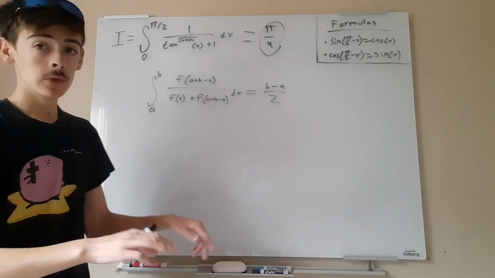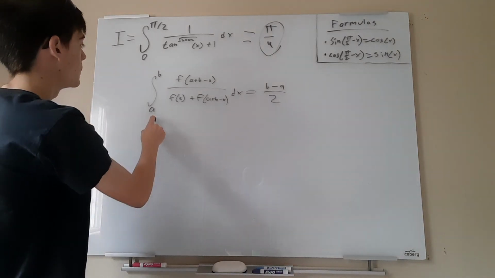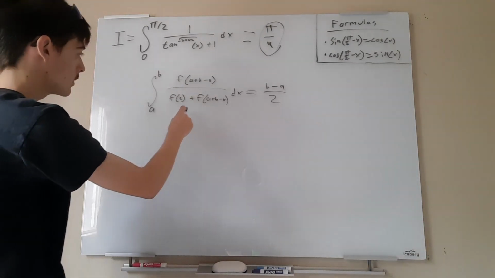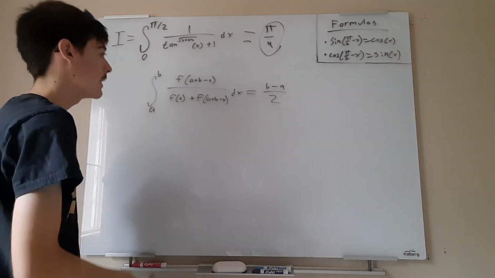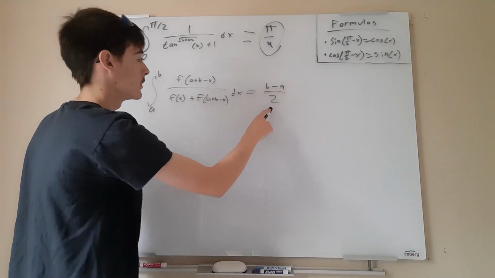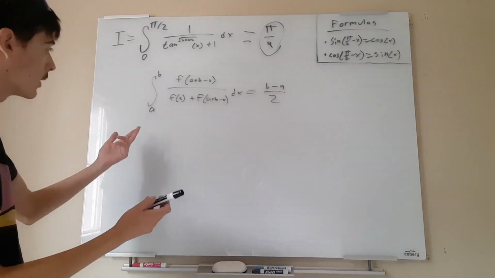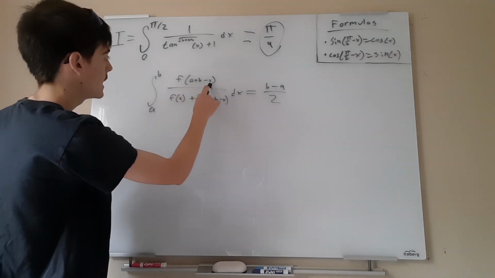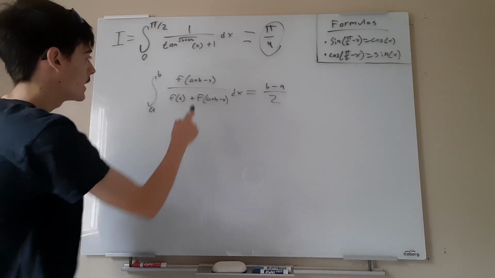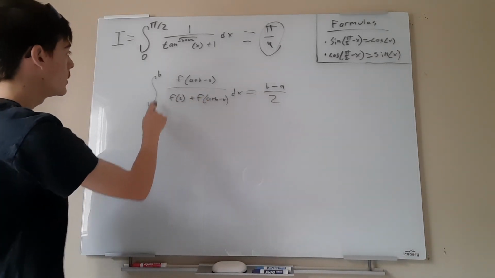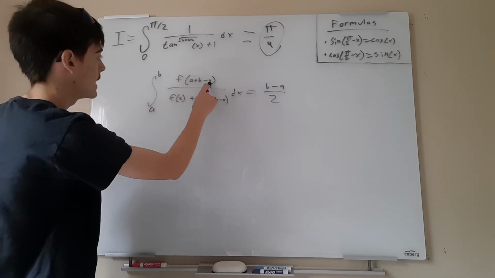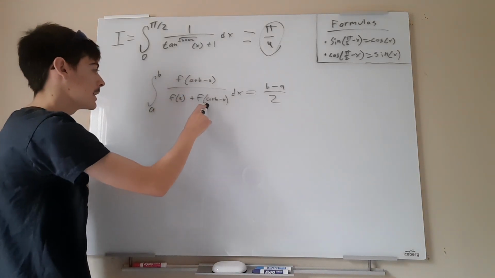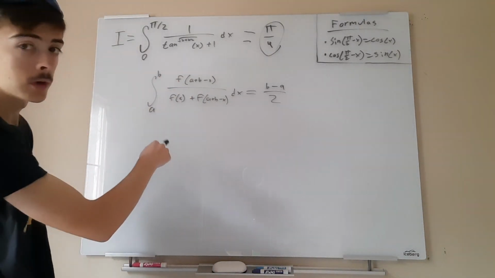Now, if you wanted the general form for King's rule, it's the integral from a to b of f of a plus b minus x over f of x plus f of a plus b minus x, and that is going to equal b minus a over 2. And how this worked for us is we had f of x equal to sine of x, and then f of a plus b minus x was equal to cosine x. That's because a was 0 and b was pi over 2, so a plus b minus x is pi over 2 minus x. Sine of pi over 2 minus x is cosine x. So that's where we got our sine x and cosine x here, and that perfectly fit the form of this equation.